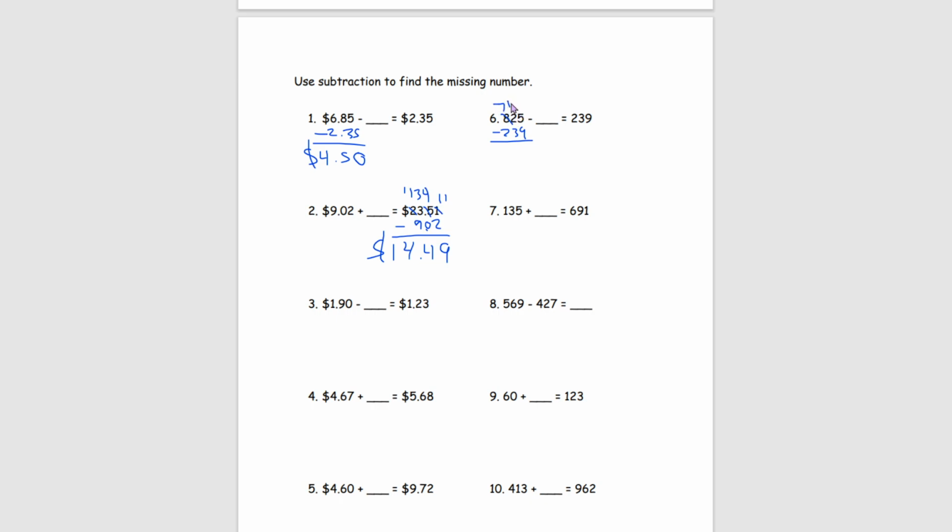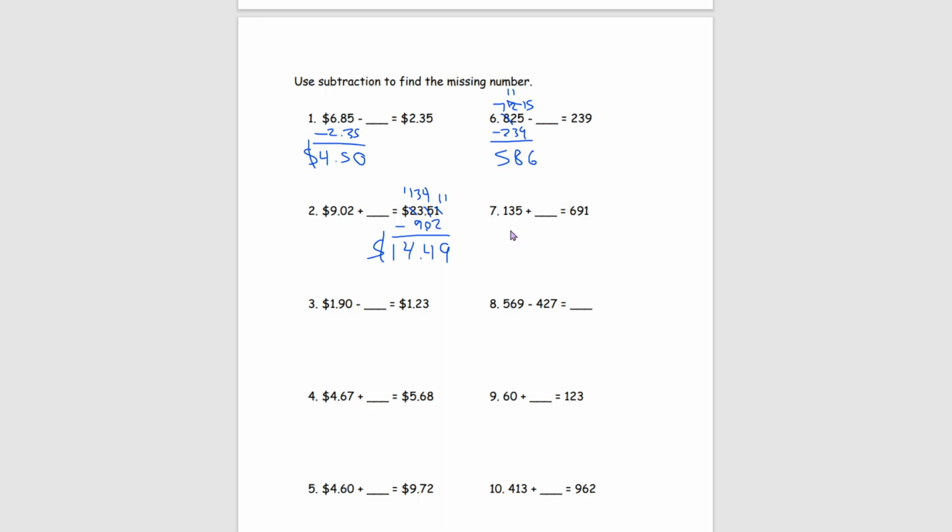This 2 becomes a 12, but it becomes 11 because we need to borrow 1 from it, so it turns this 5 into a 15. Now we can subtract, so we have 15 minus 9 gets us 6, 11 minus 3 gets us 8, and 7 minus 2 gets us 5. So our answer for number 6 is 586.